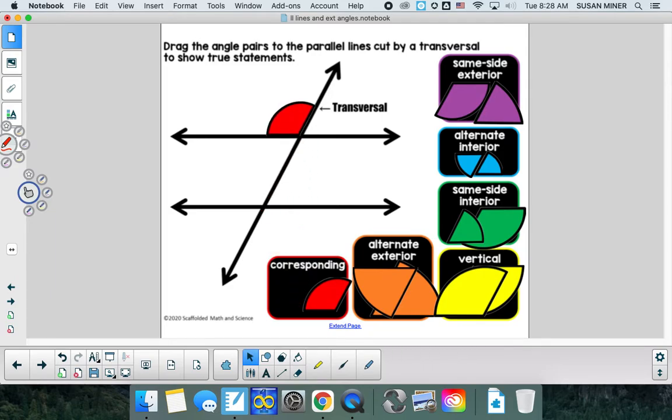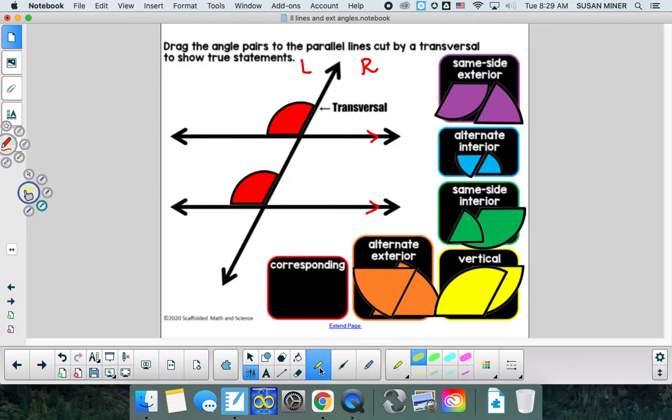So here's our transversal, and today our goal is to talk about these angle relationships that are formed when I have parallel lines, because we get a lot of these special angle relationships when we have parallel lines. So here are my parallel lines here and here, and this line up here is my transversal, and we're going to say this is the left-hand side of the transversal and this is the right-hand side of the transversal.